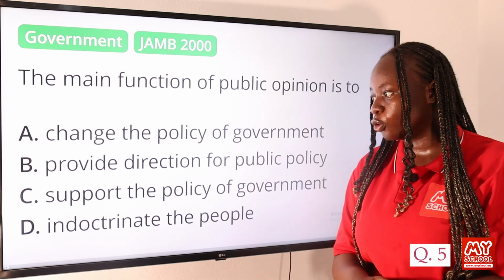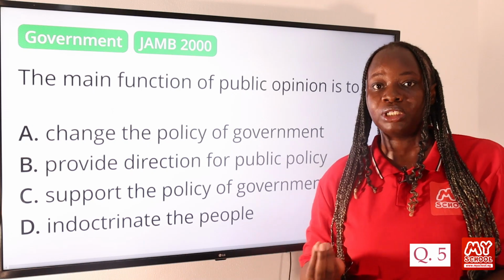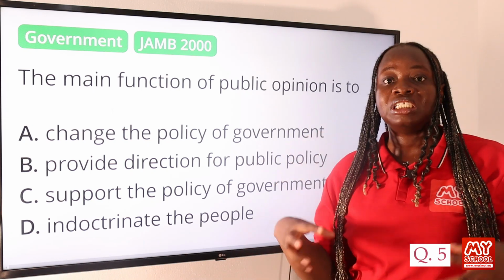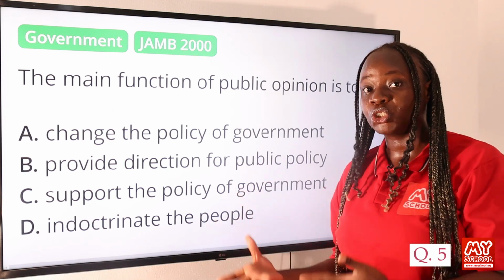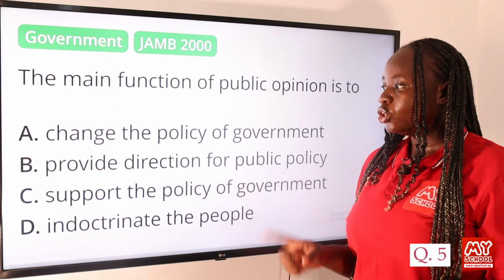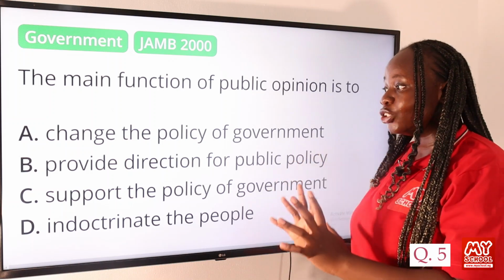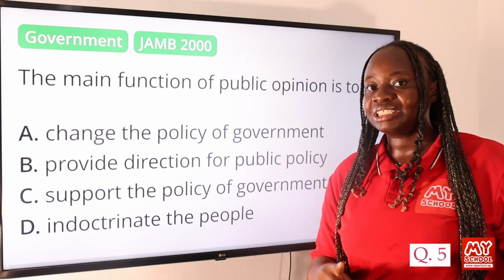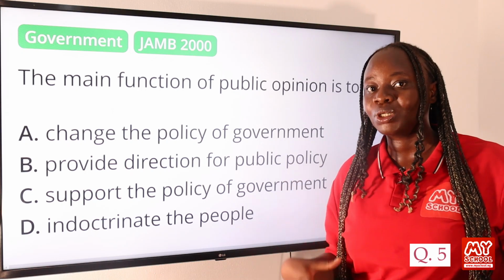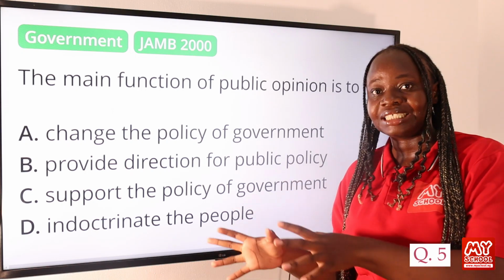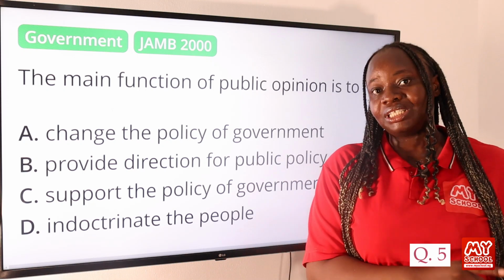So the answer to this question is option B, to provide direction for public policy. Public opinion is the opinion of the majority of people about the political, economic, and social affairs within the state. So public opinion is designed to provide direction for public policy. The government has to listen to the people, to listen to what they want, what their interests are, what their values are, in order to align their values, their interests with the policy that they make.